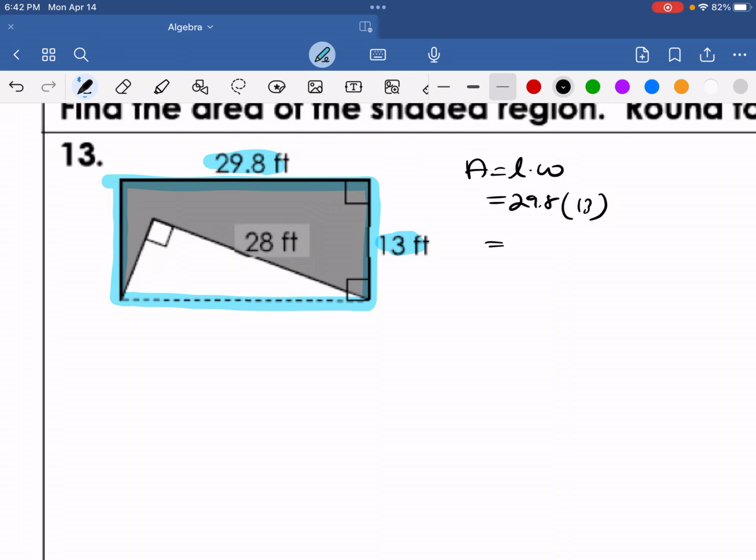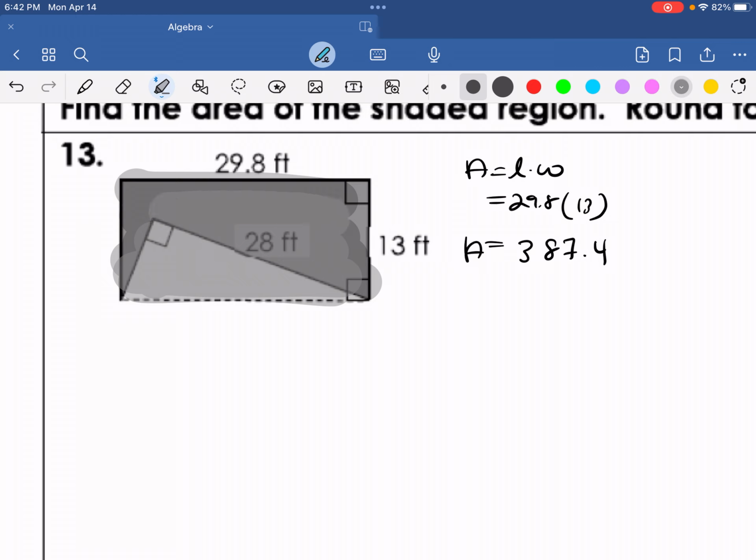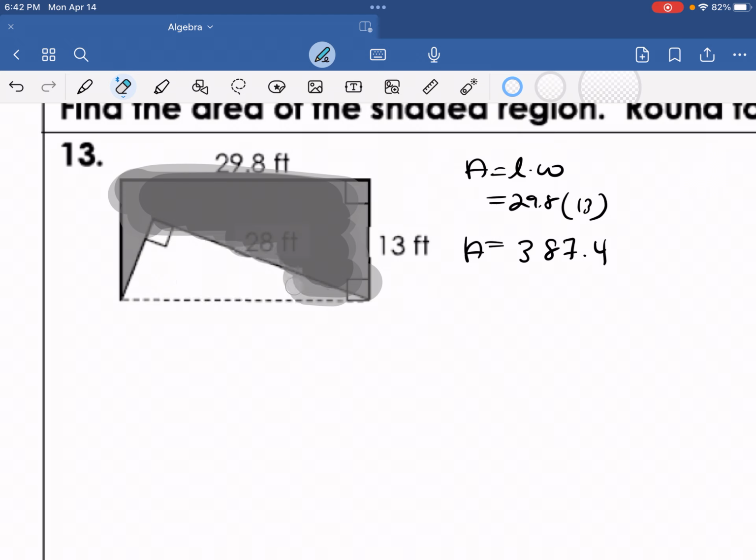Okay, 29.8 times 13. And we get 387.4. That's the area of the rectangle. But now we need to subtract the white part because we only want the gray part. What we found with our math was the answer to the whole rectangle. If all of this was gray, it's 387. But now we need to subtract the white area. We need to subtract the triangle, so we only get left with the gray part.